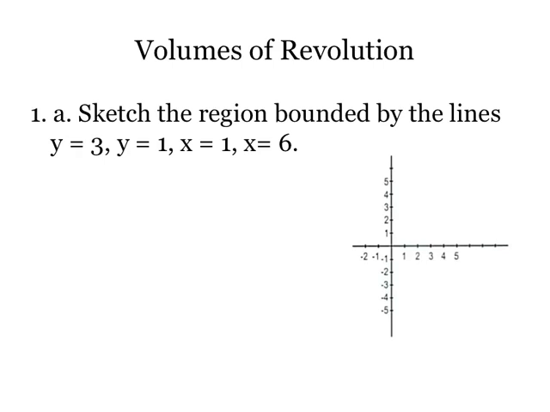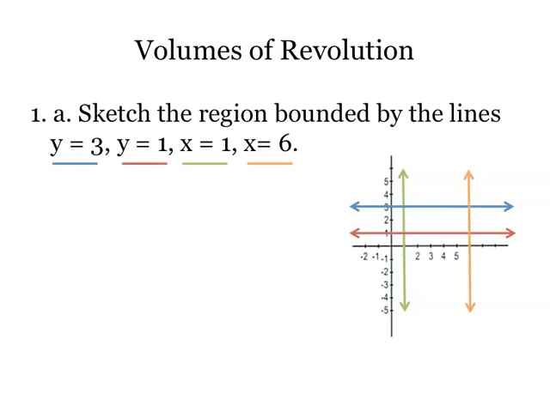It says, sketch the region bounded by the lines y equals 3, y equals 1, x equals 1, and x equals 6. Okay, so I'm going to do this all in different colors so we can see this more clearly. Y equals 3 is a horizontal line going through 3 on the y-axis. Y equals 1 is a horizontal line going through 1 on the y-axis. X equals 1 is a vertical line going through 1 on the x-axis. And then x equals 6 is a vertical line going through 6 on the x-axis. Okay, so the region that's bounded by these lines is this rectangle right here.